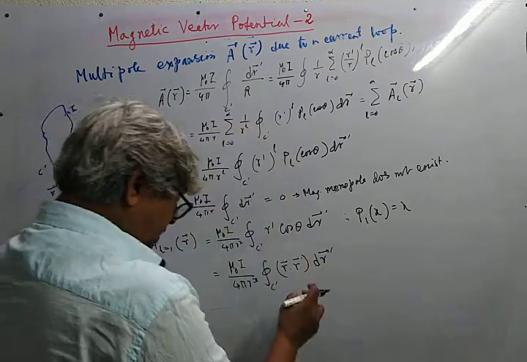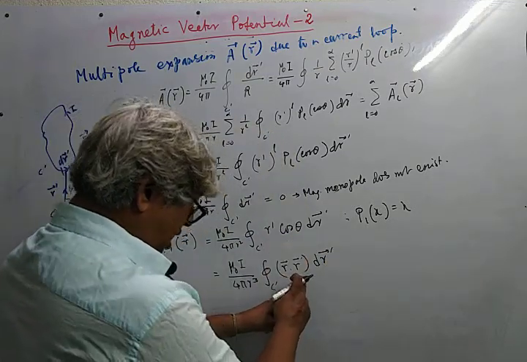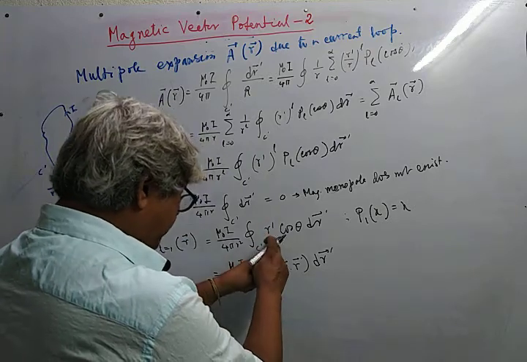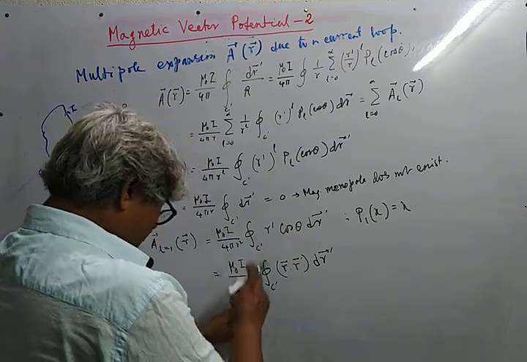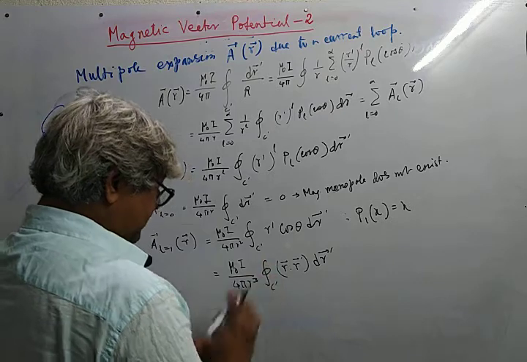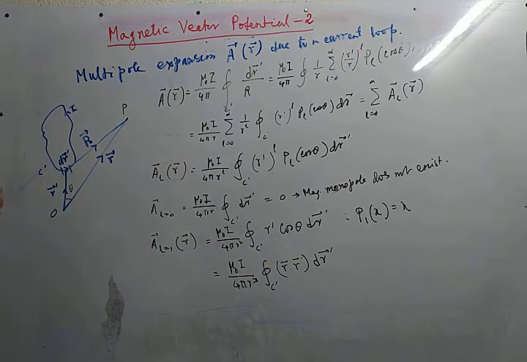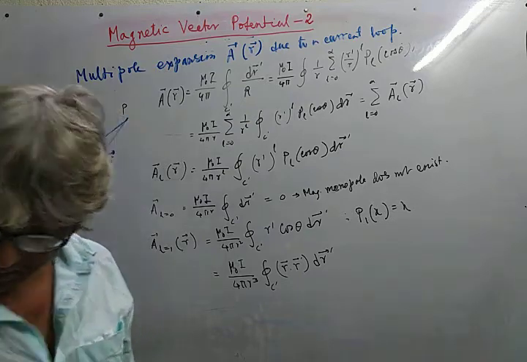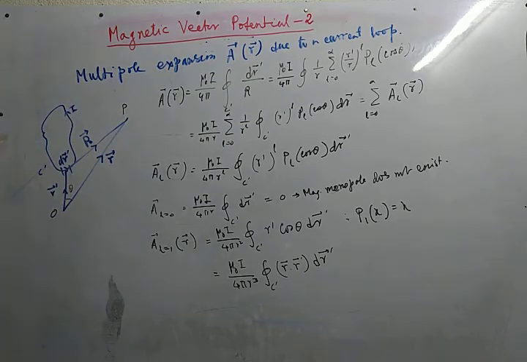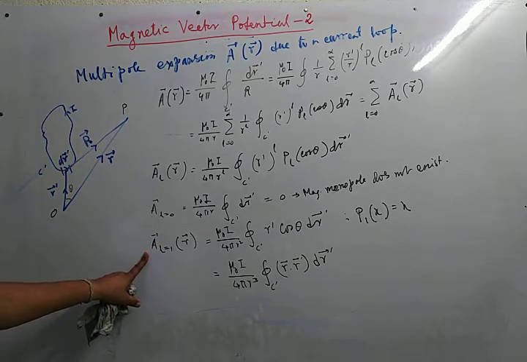So r dot r prime is r prime cos theta, and one r prime has been adjusted with this. So this is the dipole contribution to the vector potential for a closed current loop. Let me go a bit before going into the detail with the discussion of this.